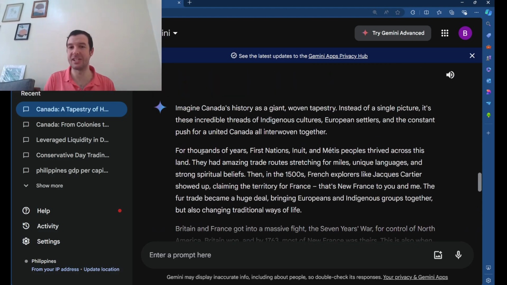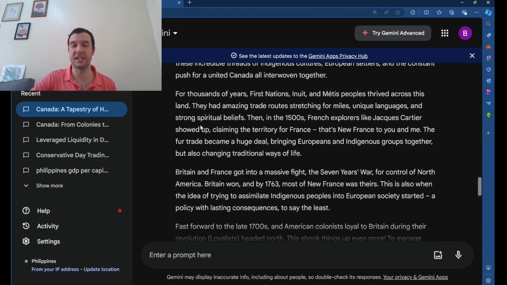So imagine Canada's history as a giant woven tapestry. Instead of a single picture, it's these incredible threads of Indigenous cultures, European settlers, and the constant push for a united Canada all woven together, interwoven. For thousands of years, First Nations, Inuit, and Métis people thrived across this land. They had amazing trade routes stretching for miles, unique languages, and strong spiritual beliefs. Then, in the 1500s, French explorers like Jacques Cartier showed up, claiming the territory for France. That's New France to you and me. So they called it New France. The fur trade became a huge deal, bringing Europeans and Indigenous groups together, but also changing Indigenous traditional ways of life.